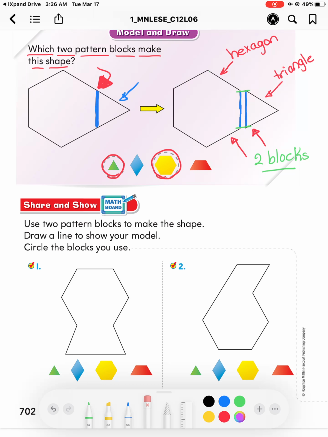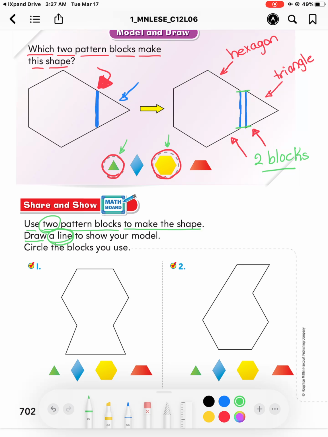Here, we are going to use just the hexagon and the triangle. Now here, it says use 2 pattern blocks to make the shape.